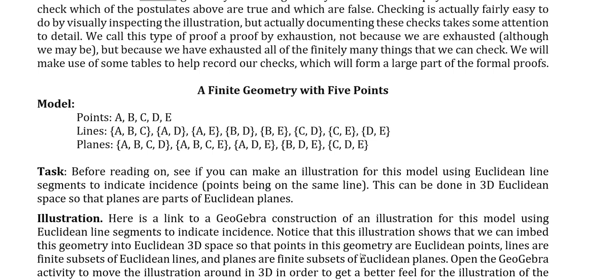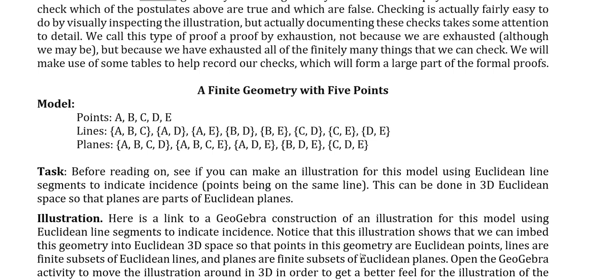And then we have planes. One will be the set ABCD, one will be the set ABCE, another will be the set ADE, another one will be the set BDE, and another one will be the set CDE. So all of the planes have either 4 or 3 points. Most of the lines have 2 points, and there's one line with 3 points in it.